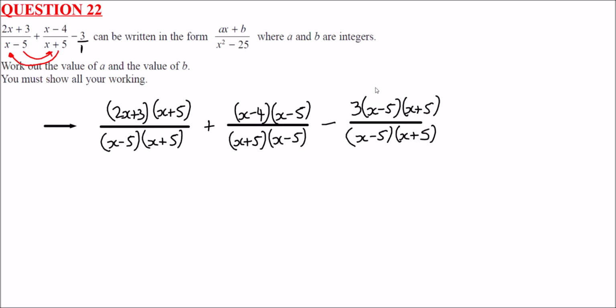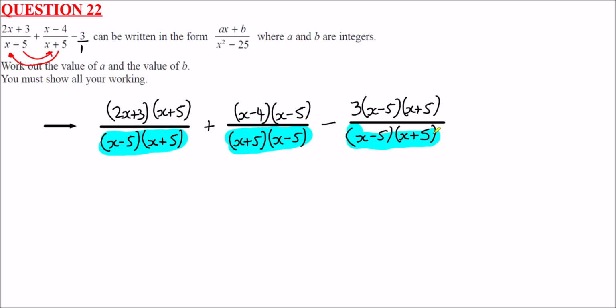So that's what we're working with here. So now at least we have a common denominator for them all. So we've got some expanding brackets to do. The first thing to note is that on the bottom of all these fractions, x minus 5, x plus 5 is what we have for all.